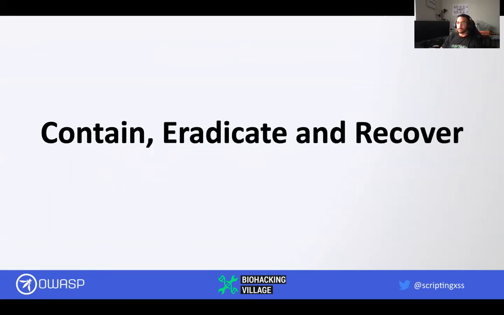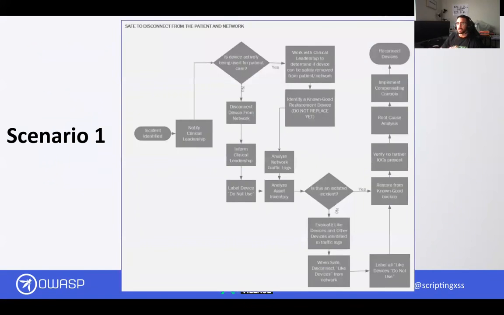Contain, eradicate, and recover. The activities in this phase of the IR process are dependent on a set of incident response classifications. These response classifications take into account the clinical considerations associated with the usage of each device. And you'll understand what I'm saying in just a moment, right? So these are the scenarios I was mentioning. Safe to disconnect from the patient and network. There are no patient safety issues with immediately removing the device from the patient or the network. An example could be a wireless blood pressure cuff.